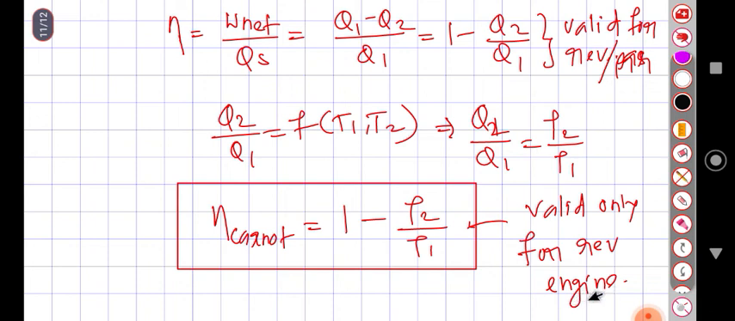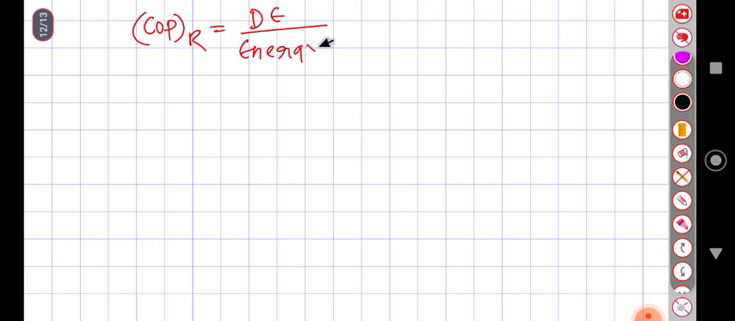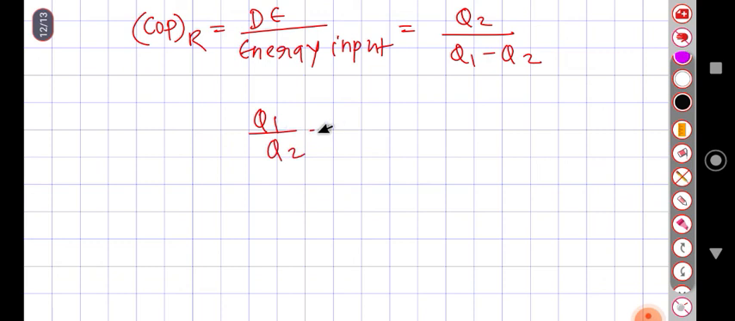In the last class we discussed the coefficient of performance. Similarly, we can write it for refrigeration. The COP of refrigeration is equal to desired effect upon the energy input. So what is this? That is Q2 upon Q1 minus Q2. And from this I can write Q1 upon Q2 is equal to T1 upon T2.